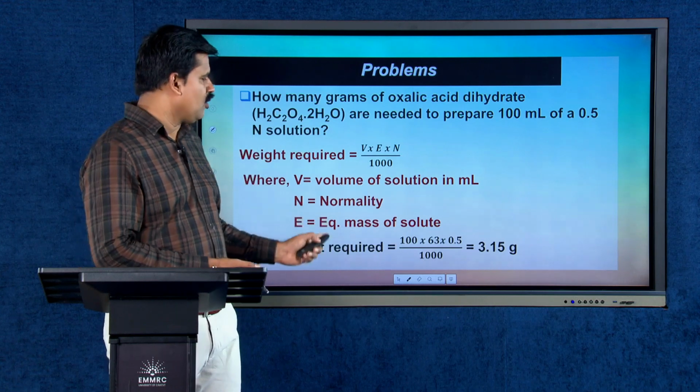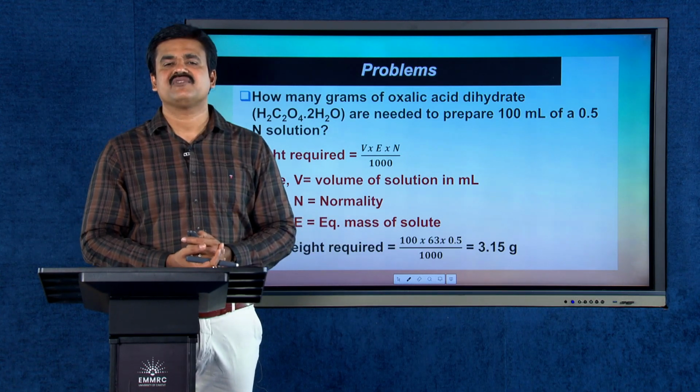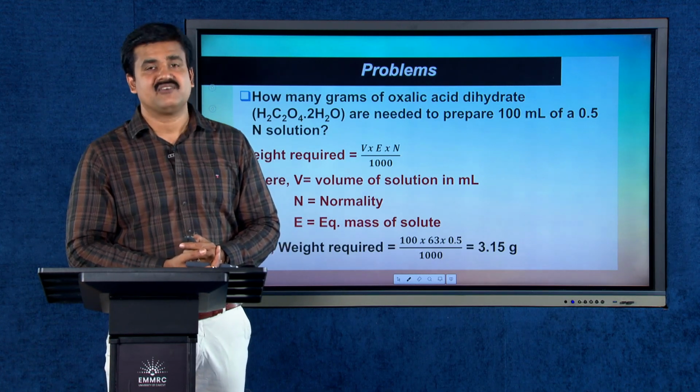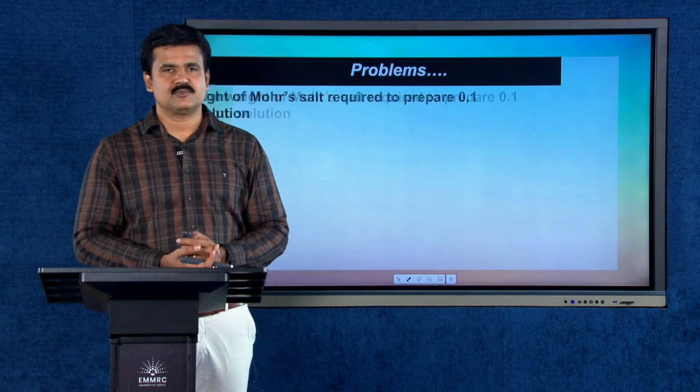On substituting in the expression VEN divided by 1000, you will get 3.15 gram. That is, 3.15 gram of oxalic acid when dissolved in 100 ml of water gives you a 0.5 normal solution. Moving on to the next problem.